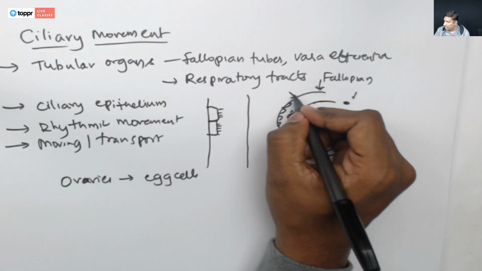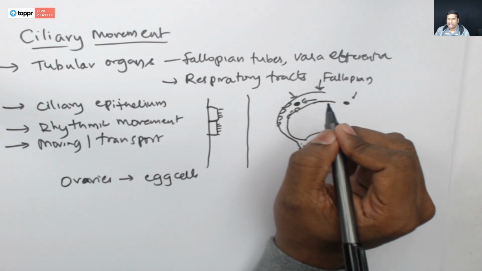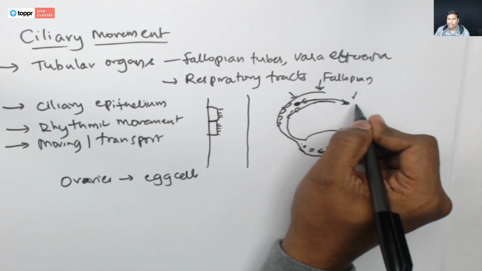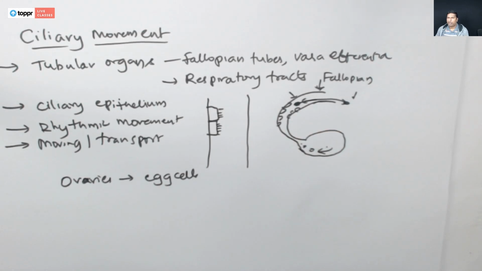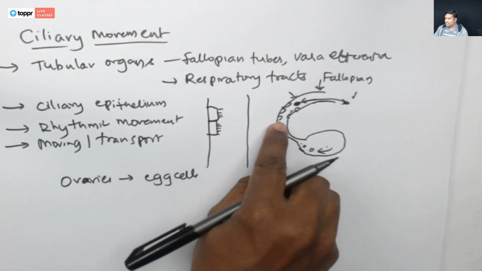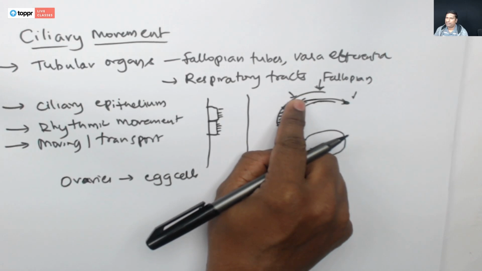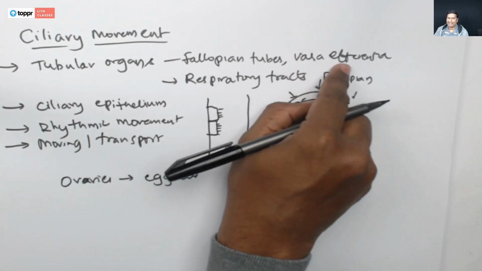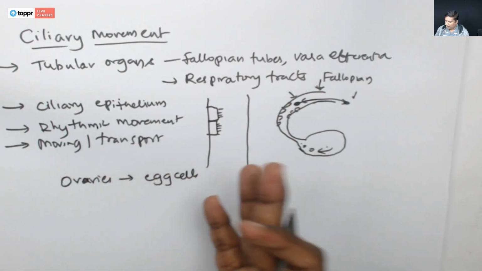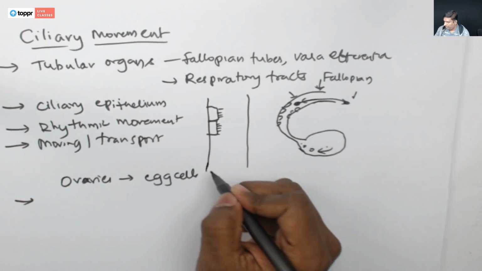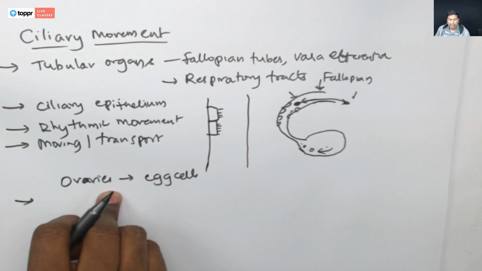fallopian tube, where it can get fertilized with the sperm cell to form the zygote, and the zygote finally moves to the uterus, where it sticks to the endometrium and starts growing. So the ciliary movement helps in the transport of the egg cell into the fallopian tube for fertilization. In the same way, the sperm cells are also pushed with the help of ciliary epithelium in the vasa afferentia to come out of the male reproductive organs.